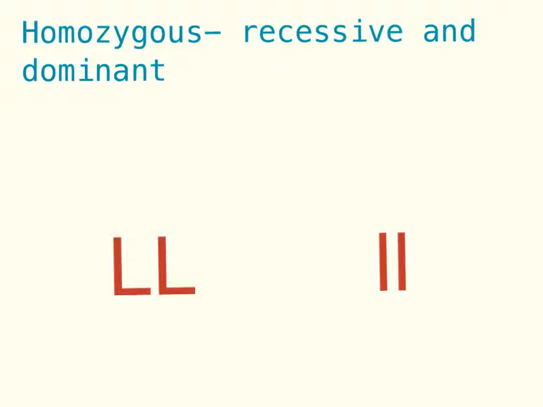Homozygous means the same. Homo means the same. So recessive and dominant means that one's recessive and one's dominant, basically. But the letters are the same. Each allele is the same. It's either both alleles are capitalized or both alleles are lowercase. But they're the same, as in homozygous.